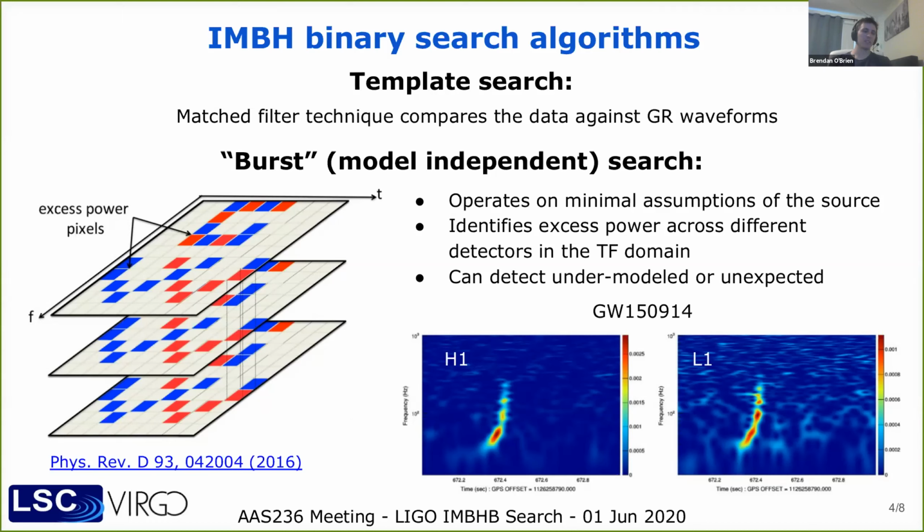Now, the benefit to this type of search is that it allows us to potentially detect under-modeled or even unexpected signals. On the bottom right is an example of what the algorithm saw for the first gravitational wave detection. That would be GW150914, and you can see the two detector streams. Again, this is time and frequency, so you can see a clear signal in both detectors.